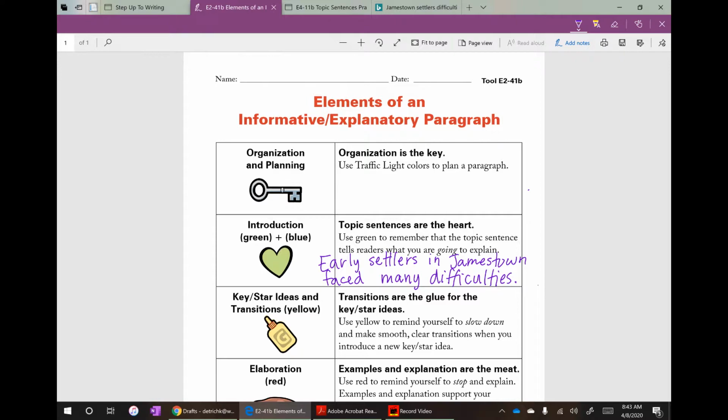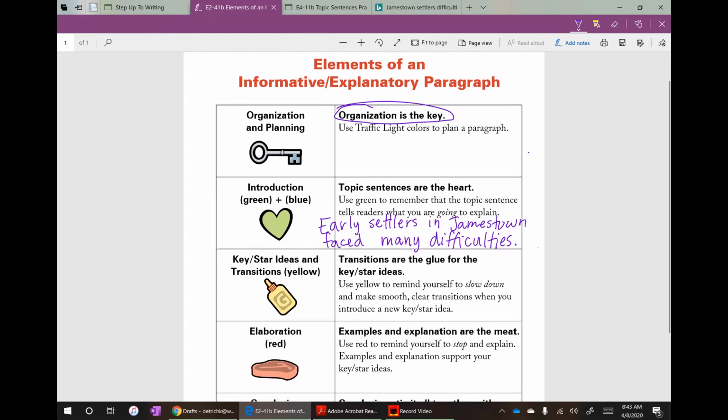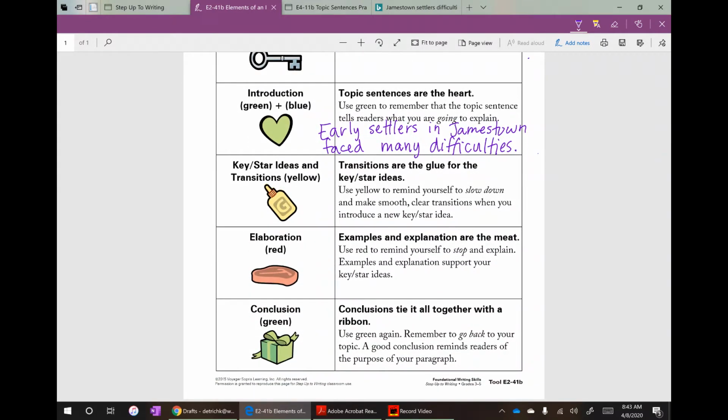First off, I want to start by reminding you that organization is key. That is how we can convey our information to our reader in a way that they understand it as well as we do. Starting with our introduction, that is always highlighted in green. Sometimes we add a blue in there, which is our lead.